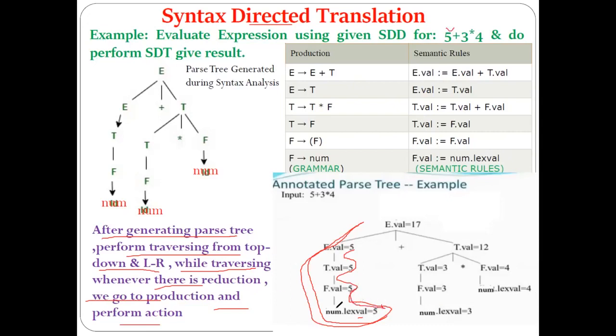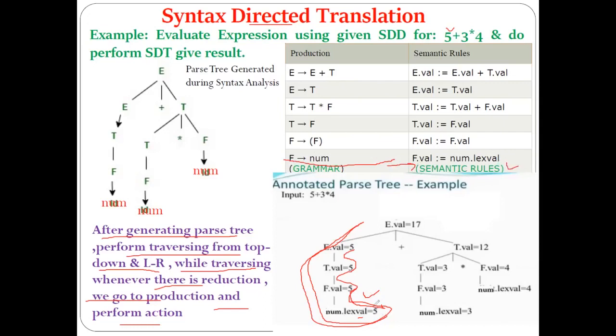Now, whenever there is a reduction, means you have to see in the grammar whether num can be reduced to f. Yes, num can be reduced to f. So you are observing here, reduction can be done. Whenever there is a reduction, you have to go to the production, where you have to come to here and perform the action. Which action you have to perform? Whatever the action in the semantic rule. Whatever the semantic rule, that is also called a semantic action.